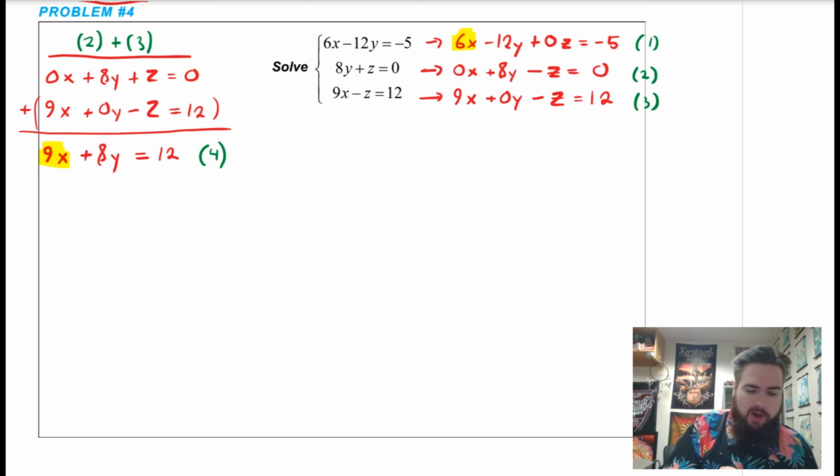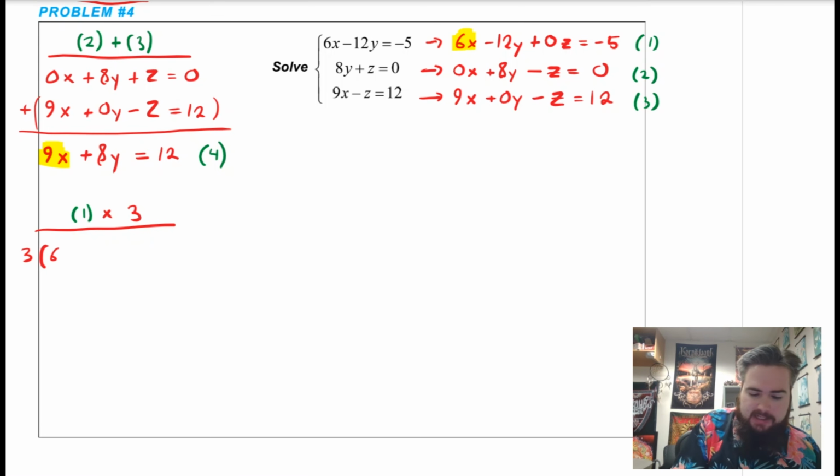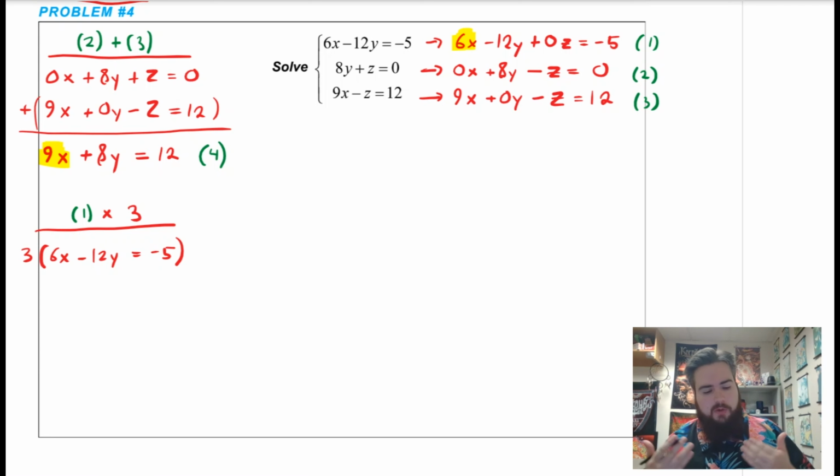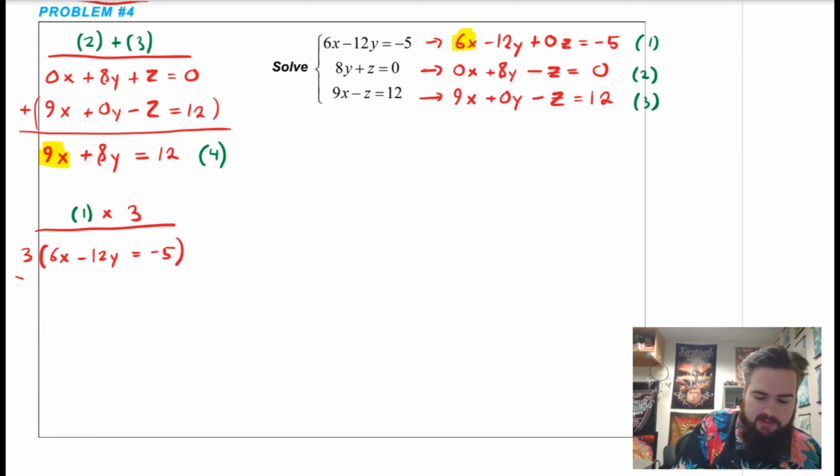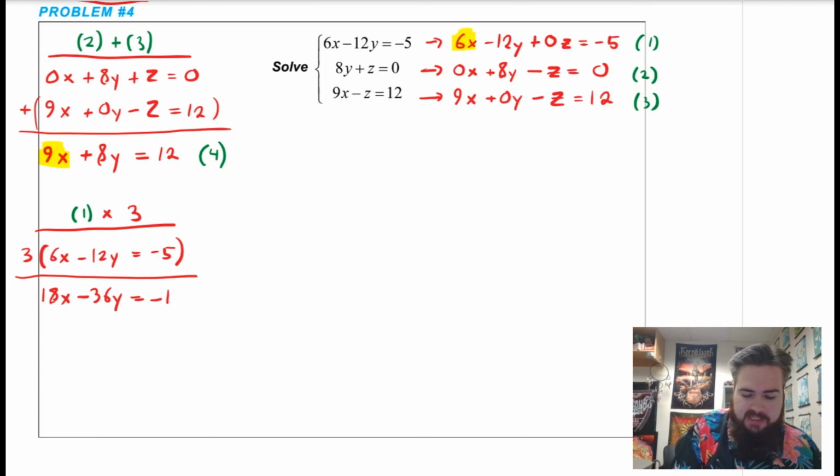So let's take equation 1. I'll put this on the side here, and I'm going to multiply that by, let's say, 3. If I do that, 3 multiplied by 6x minus 12y equals negative 5. I'll go ahead and drop the z term here since I will be combining that with equation 4. That will give me 18x. 3 times negative 12y is negative 36y. And 3 times negative 5 is negative 15.